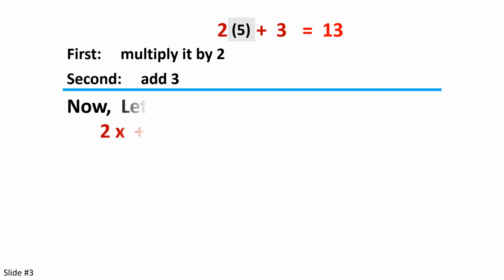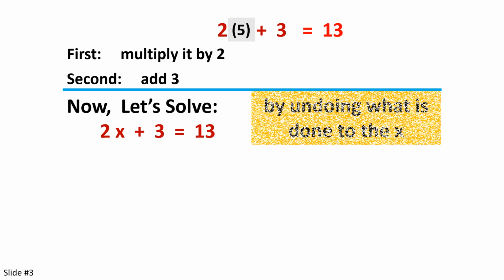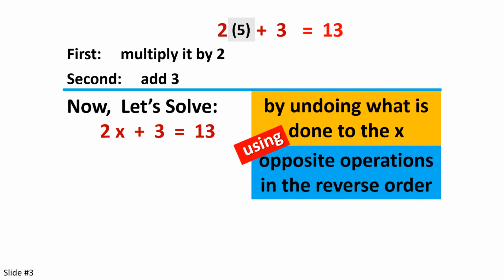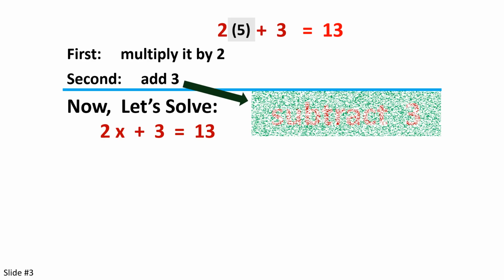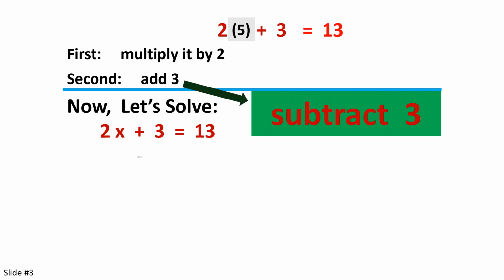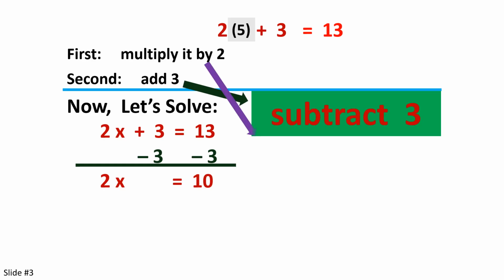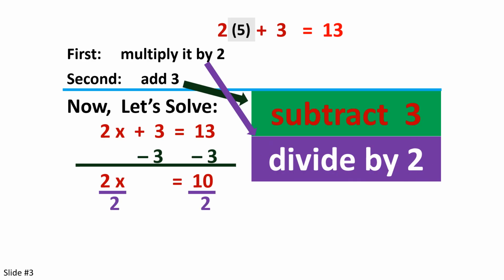Well, if we look at this and work the problem backwards, now we'll solve it. Since the second thing we did was add 3, we have to undo what's being done using the opposite operation in the reverse order. So the opposite of adding 3 is subtract 3. So we subtract 3 from both sides. And then the opposite of multiply by 2 is divide by 2. And you end up with x equals 5.